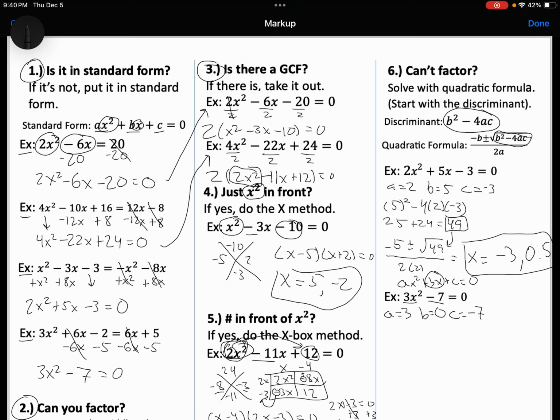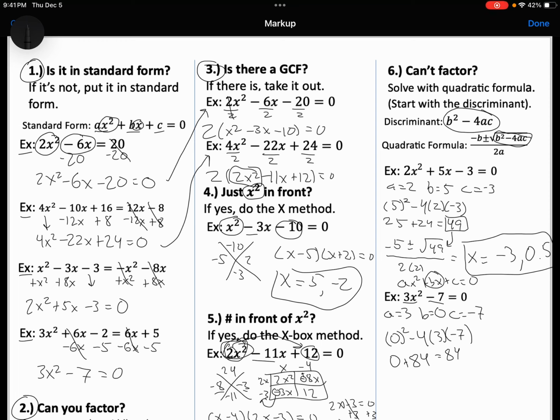So then to find our discriminant, the b squared minus 4ac, if b is 0, then that will be 0 squared minus 4 times a is 3, and c is -7. 0 squared is 0. -4 times 3 times -7 would be 84, I believe. Yep, 84. 0 plus 84 is obviously 84.